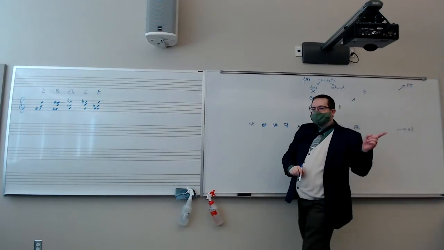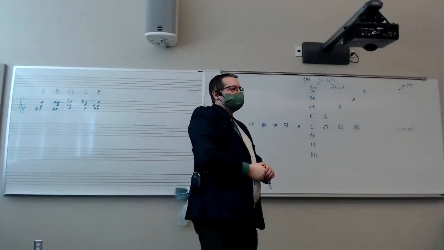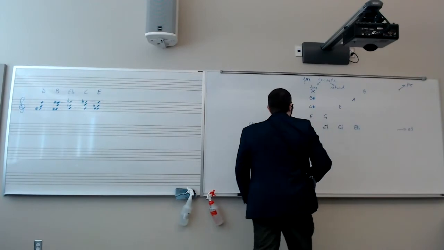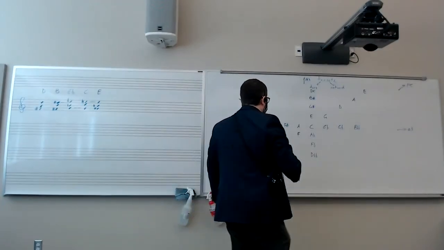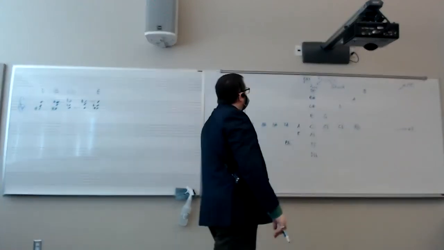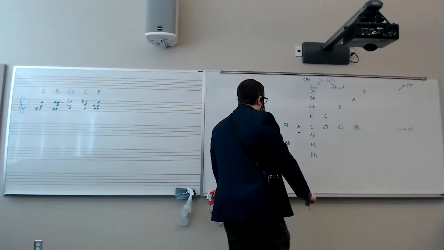C down a perfect fifth: F. F, good. F down a perfect fifth: E flat. B flat down a perfect fifth: E flat. E flat, excellent.